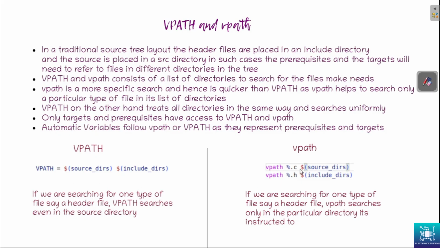vpath is specific. So here, as you can see, we can declare vpath %c to look into the source directory, vpath %h to look into the include directory. So here the search is more specific. If you're searching for one type of file, say a header file, vpath searches only in the particular directory it's instructed to. So we will be using small vpath for our application. Though we have mentioned VPATH somewhere in the Makefile, we may check with VPATH to see if it works, but generally we are going to use small vpath.